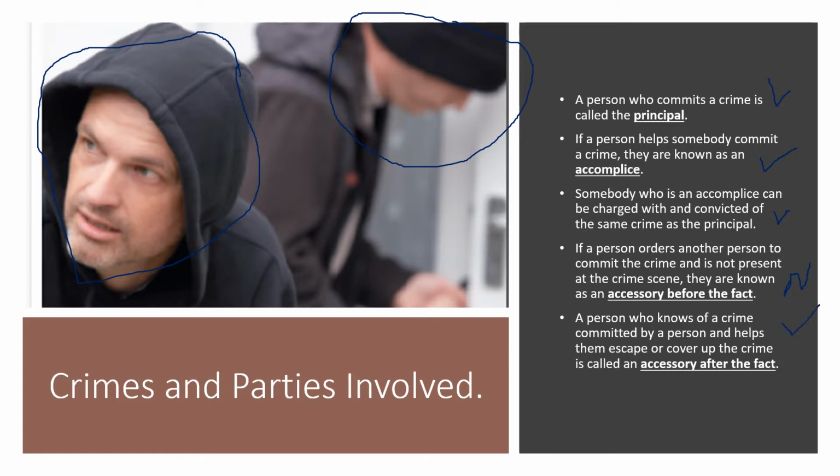A person who knows of a crime committed by a person and helps them escape or cover up the crime is called an accessory after the fact, okay? So let's say maybe your neighbor or your best friend says, hey, I just hit somebody with my car, I'm drunk, can you help me cover this up? If you help that person either get rid of their car, maybe paint their car, maybe change the license plate, different things that people do to cover up a crime. If you help that person cover up a crime, or maybe you help that person escape to like Mexico or something like that, or hide that person at your house from police, you are an accessory after the fact, okay?